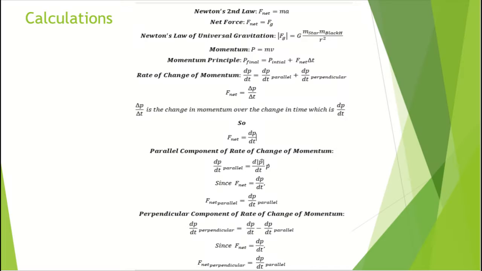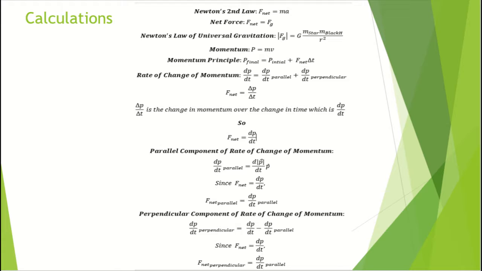In order to create this model of the star's orbit, here are the calculations that occurred. The net force was the force of gravity. This is found using the momentum principle, which tells us that net force equals the change in momentum over the change in time, which is really dp/dt. So F net equals dp/dt. As such, the components of F net equal the components of dp/dt.